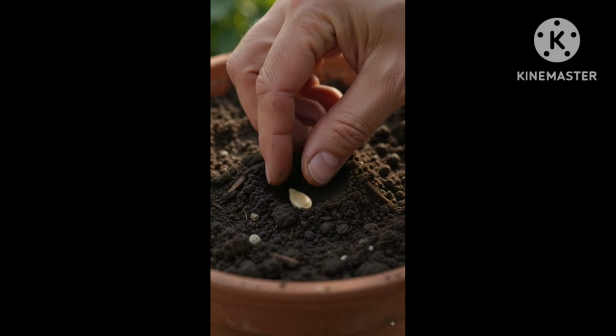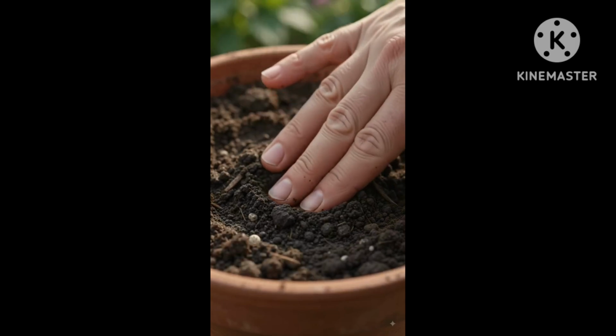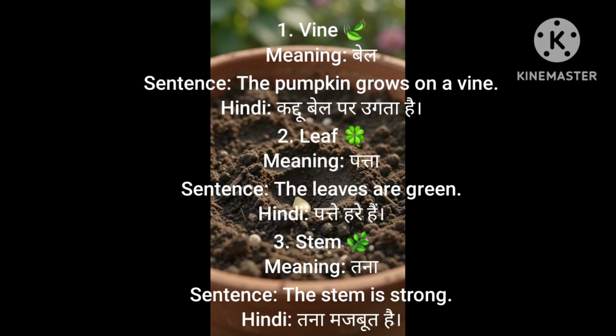So this is the process, and also learn some words and we are going to make their sentences. Vine का मतलब बेल. The pumpkin grows on a vine. कद्दू बेल पर उगता है. Leaf meaning पत्ता. The leaves are green. पत्ते हरे हैं. Stem तना.